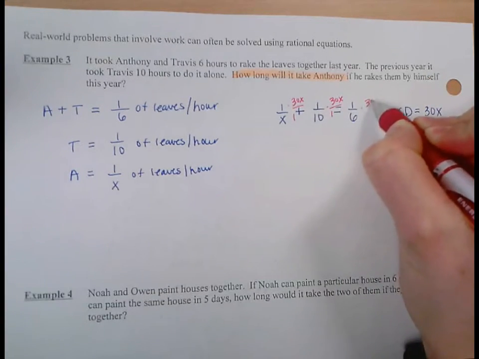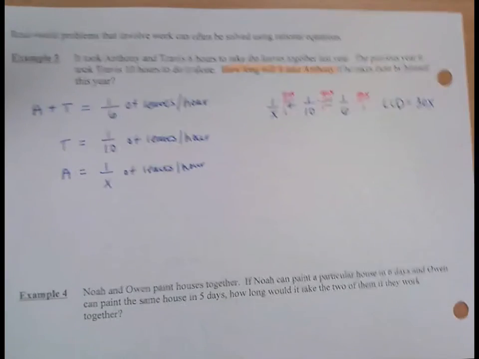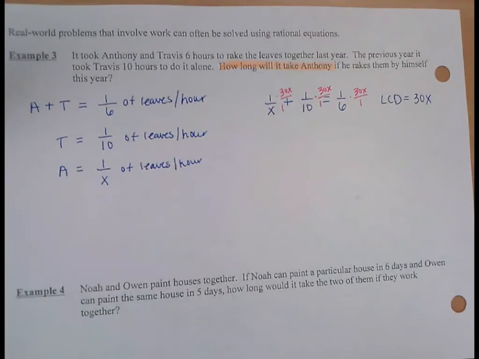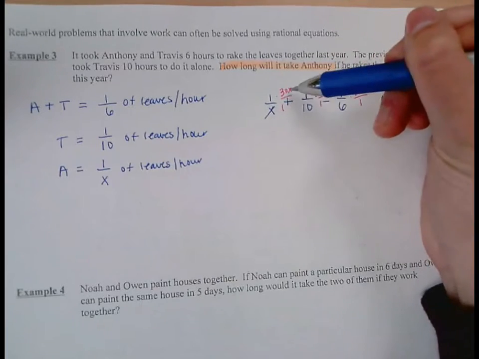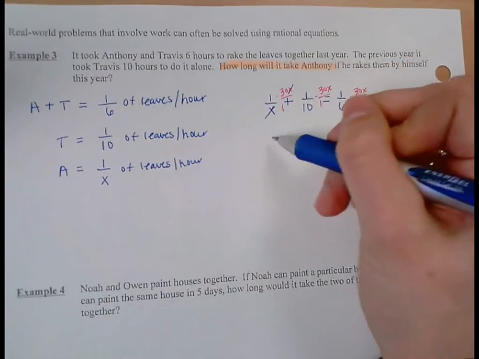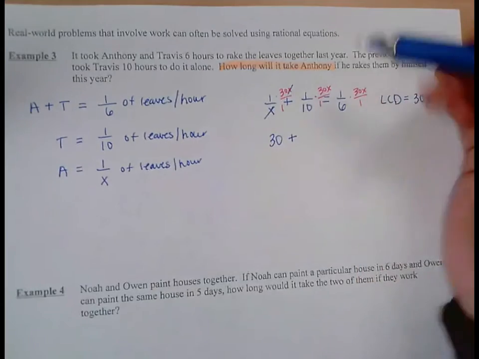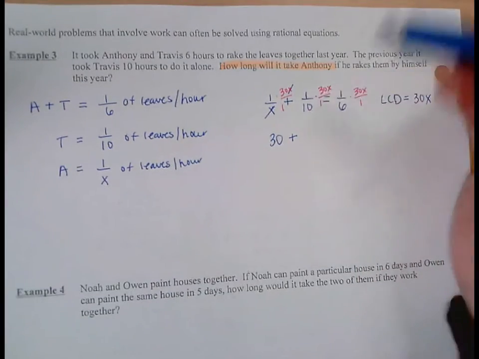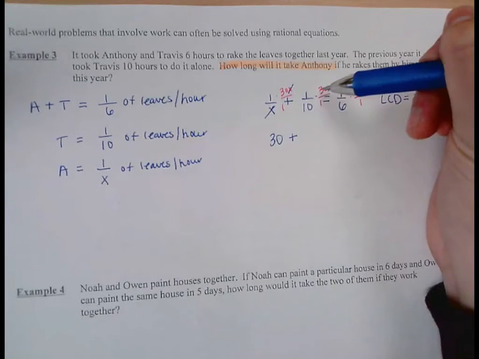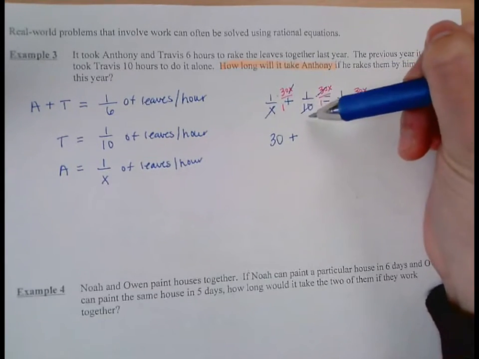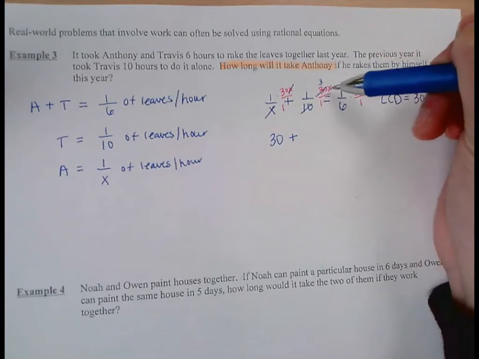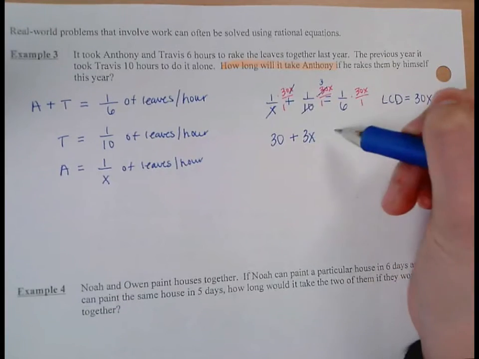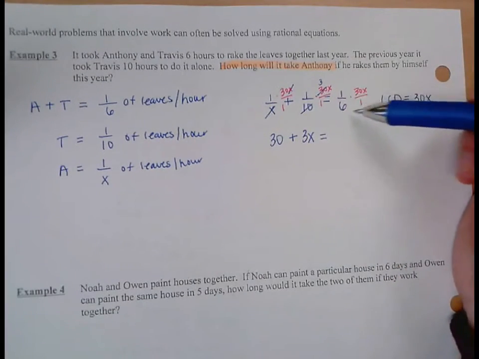This is like what we did yesterday. And then I should see that all of my denominators cross out. I can cross simplify. In the first fraction, I can cancel out the x's, and I'm left with 1 times 30, which is just 30. Plus the second fraction, I can cross simplify the 10 and the 30. The 10 becomes a 1, the 30 becomes a 3, and I'm left with 1 times 3x on the top, so that's just 3x, equals the last fraction.